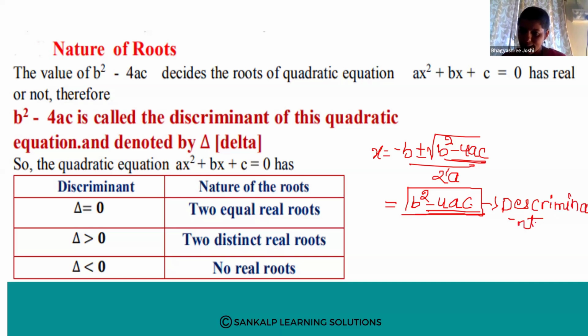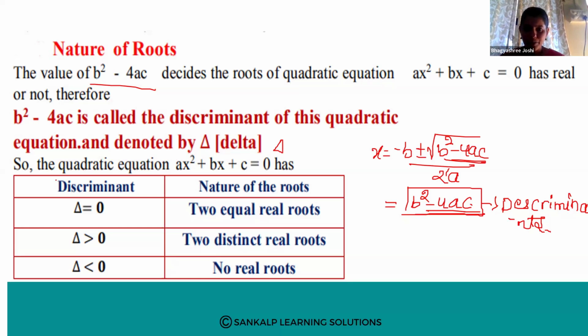Discriminant, what we call discriminant. The value of b square minus 4ac decides whether the roots of the quadratic equation ax square plus bx plus c equal to 0 are real or not. Therefore, b square minus 4ac is called the discriminant of the quadratic equation, and it is denoted by the letter delta.